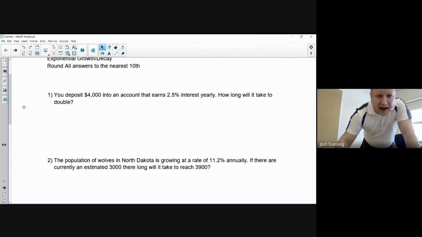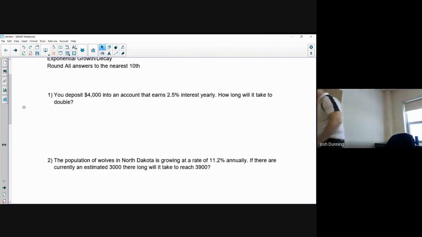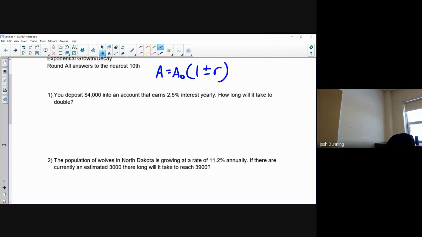Okay. Now, when we had gone over this formula, I had said we're going to use it again for something new. You deposit $4,000 into an account that earns 2.5% interest yearly. How long will it take to double? Well, $4,000 doubles after the time. That'd be 8,000. That's what I'll fill in for the amount after time.